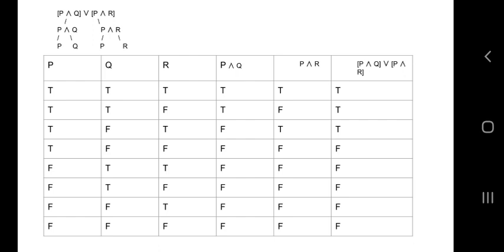Now you can see this final column has exactly the same truth values as the final column on the last slide, and that's because the formulas are actually equivalent, meaning they say exactly the same thing.